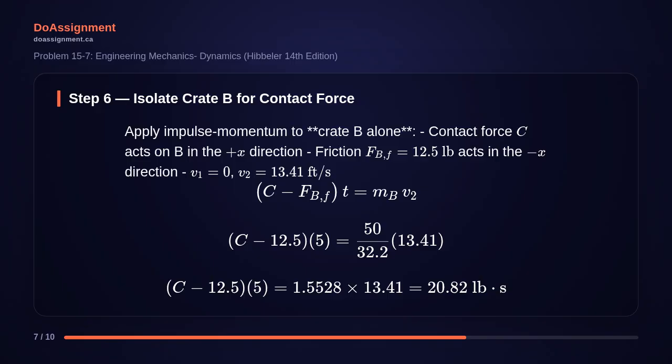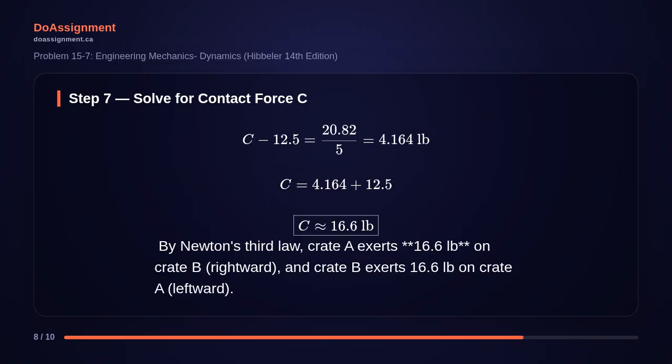Now we isolate crate B. The contact force C acts forward on B, and friction of 12.5 pounds acts backward. The impulse on B equals B's mass times its final velocity. So C minus 12.5 times 5 seconds equals 50 divided by 32.2 times 13.41, which equals 20.82 pound-seconds. Dividing 20.82 by 5 gives 4.164 pounds. Adding 12.5 gives the contact force C equal to approximately 16.6 pounds.